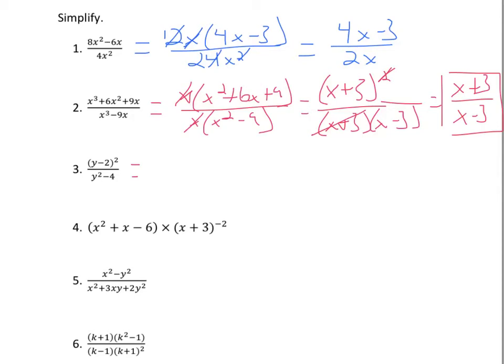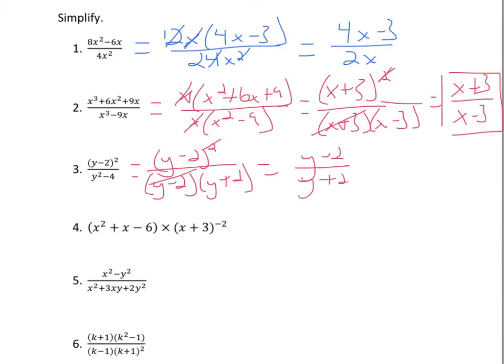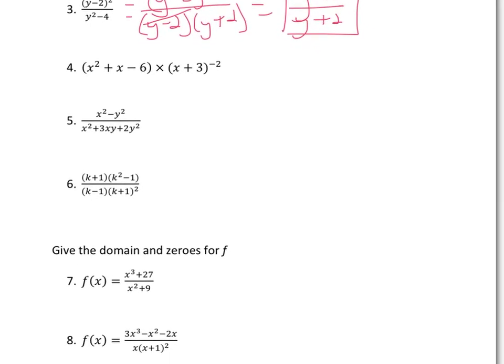This one, number 3. All right, let's keep the top the way it is because that's already factored as a square. The bottom's a difference of two squares, so we can do y minus 2, y plus 2. Cancel out one of the y minus 2's, and we'll be left with y minus 2 over y plus 2. That's completely factored and simplified.